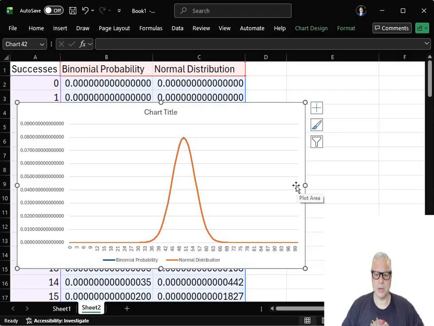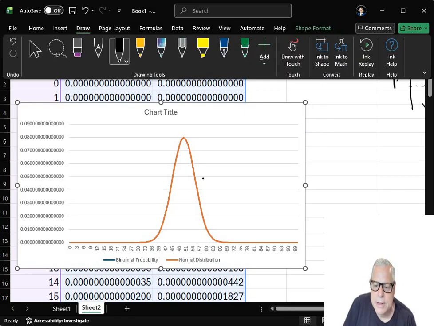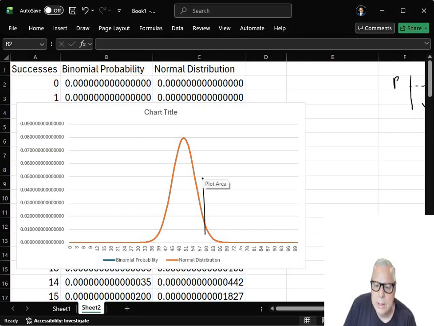Okay, so what I want to do is find the area to the right of the value of 60. So 60 is here, and I want to know what's the probability here to the right using the standard normal. So step one is to say, okay, how many standard deviations is 60 away from the mean of 50? So that's the mean of 50.